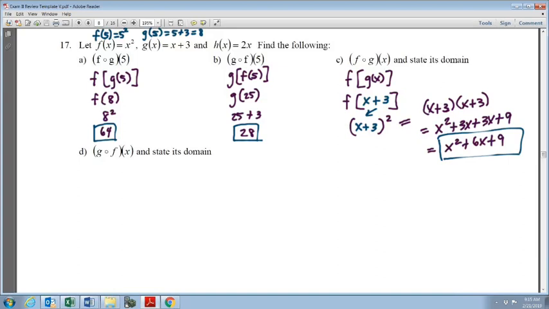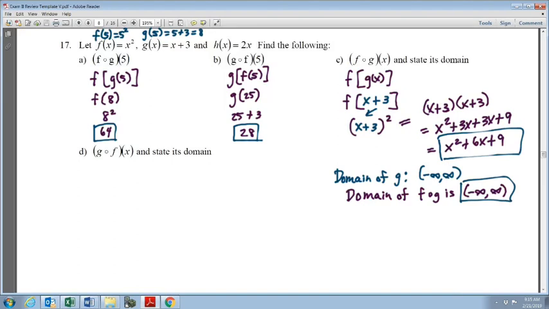Now to determine the domain, first of all we look at the domain of the inner function, which is g of x. Well, that's a linear function, so it's got a domain of all real numbers. And then there's a couple of ways to do this, but the way I do it is I'll look at the final answer that we got here and see if there's any more restrictions. Well, that's quadratic, so there's no restrictions on x. So our domain is just going to be all real numbers for f of g.